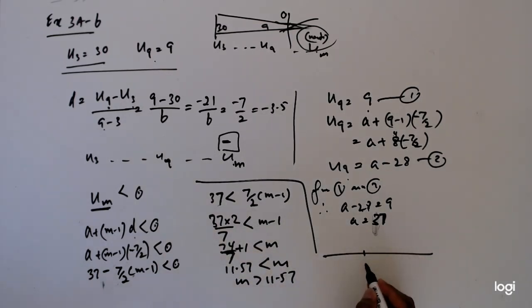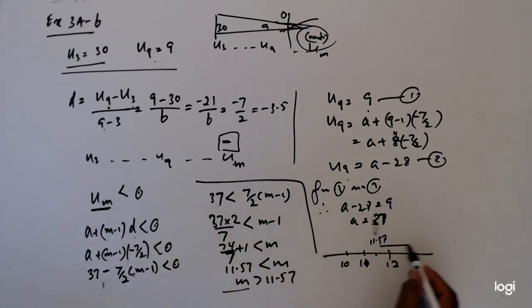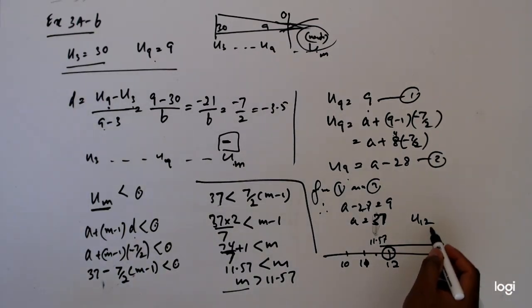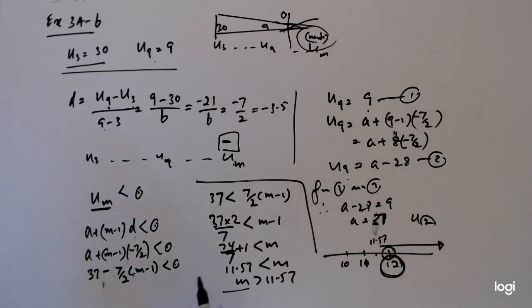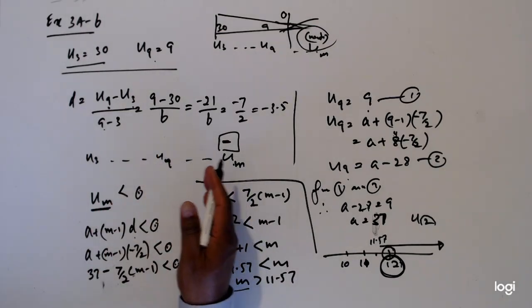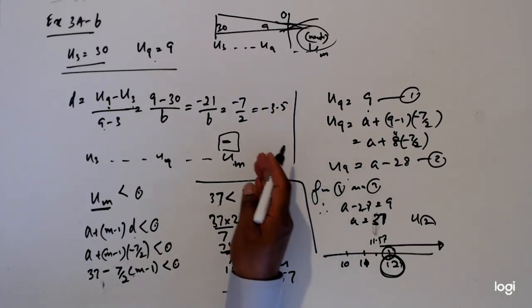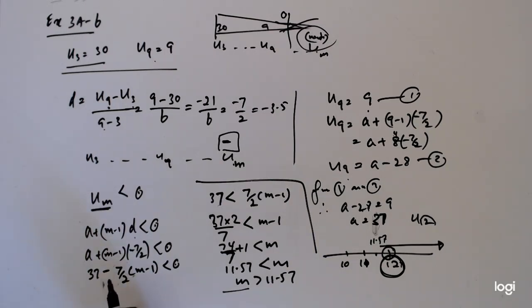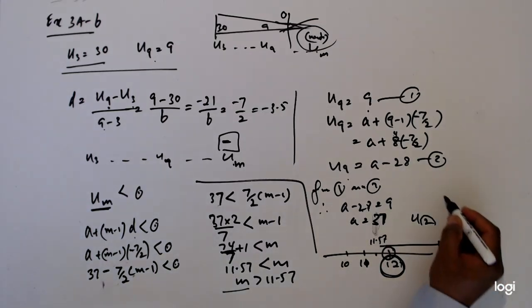So when you take the number line, this is 10, 11 and 12, and this value is 11.57. So M should be greater than that value. So this side, and the immediate value is 12. So U12, the 12th term, is the first negative term. That's how you find it if it is a bigger number, I mean, if it is a big difference. Otherwise we can go one by one, taking the common difference out, and we can find the 12th term. But if not, this is the procedure we have to follow. And if you need to know that term's value, then as usual you find U12.